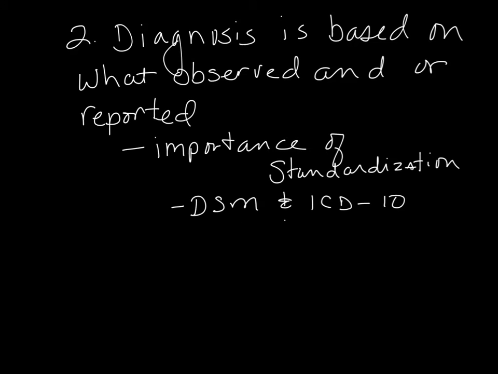Next, the diagnosis is based on what is observed and/or what is reported. Back to the early part, diagnosis itself. What does the family report? What does the individual report? What do we observe? And here I want to stress the importance of standardization, the DSM and the ICD-10, I say. It's actually 10. I keep saying 9 because that's the one I last worked with on a regular basis, the ICD-9.